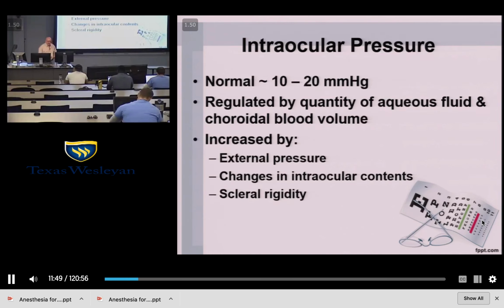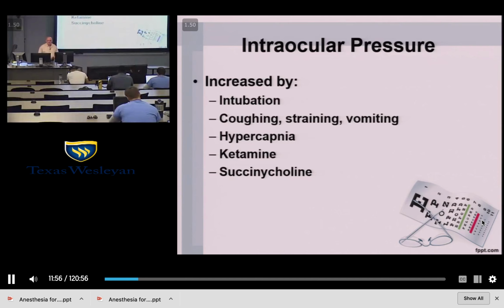If there's any changes in the intraocular contents or any kind of scleral rigidity, that also is going to increase the intraocular pressure. Intraocular pressure is also increased by intubation, light anesthesia that causes coughing, straining, or vomiting. Hypercapnia also increases intraocular pressure.